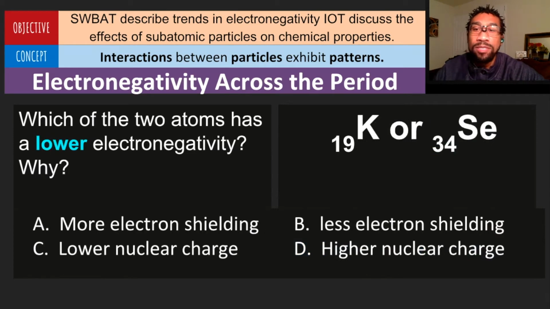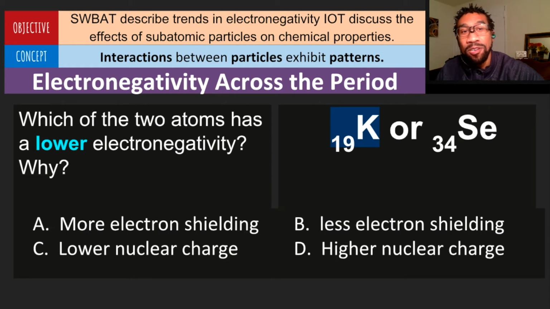Which of the two atoms has a lower electronegativity? Is it going to be potassium with an atomic number of 19 or selenium with an atomic number of 34? Well, I chose potassium with an atomic number of 19. And so why would I pick potassium to have a lower electronegativity?